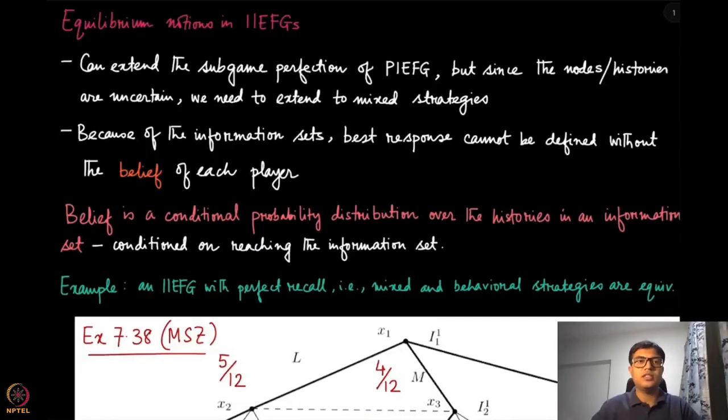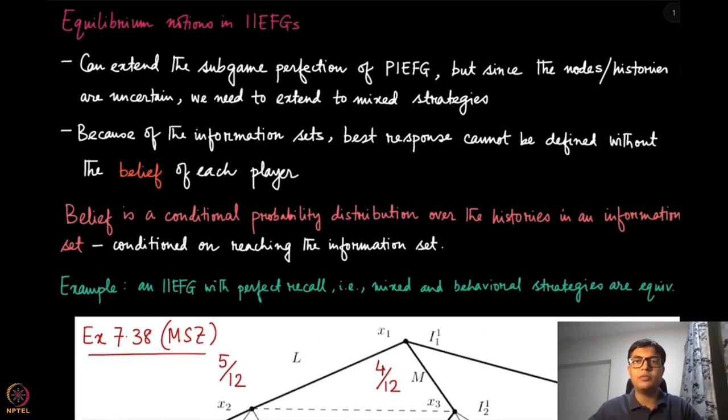Let us now start discussing the equilibrium notions in imperfect information extensive form games. We have seen that in perfect information extensive form games, the equilibrium notions are pretty straightforward. We are looking at subgame perfection, that is, at every subgame of the game of a PIEFG, you can find the Nash equilibrium, and that Nash equilibrium, which is guaranteed to exist, will be the subgame perfect Nash equilibrium of the PIEFG. Now, there are ways you can extend the same idea for IIEFGs as well.